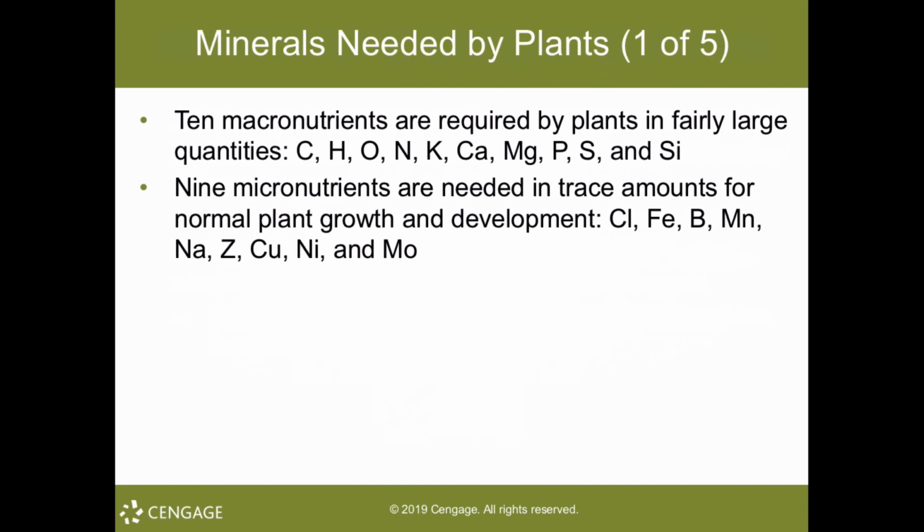There are 10 macronutrients required by plants in large quantities: carbon, hydrogen, oxygen, nitrogen, potassium, calcium, magnesium, phosphorus, sulfur, and silicon. 9 micronutrients are needed in trace amounts for normal plant growth and development. I will go through all of these, but of course there is chloride, iron, and sodium, and I'll leave it at that. These are micronutrients needed in trace amounts, not that they're not as important.